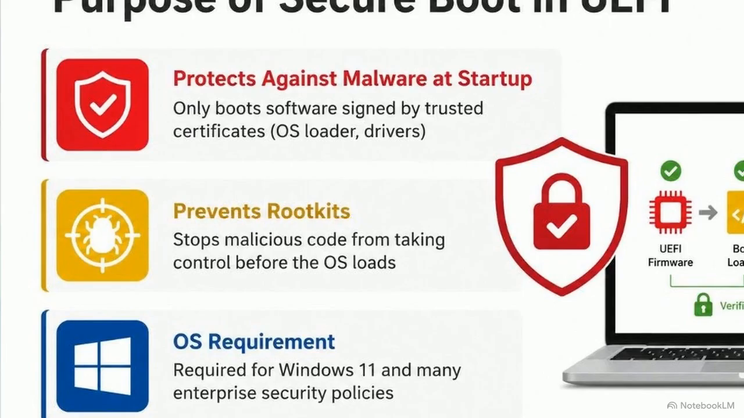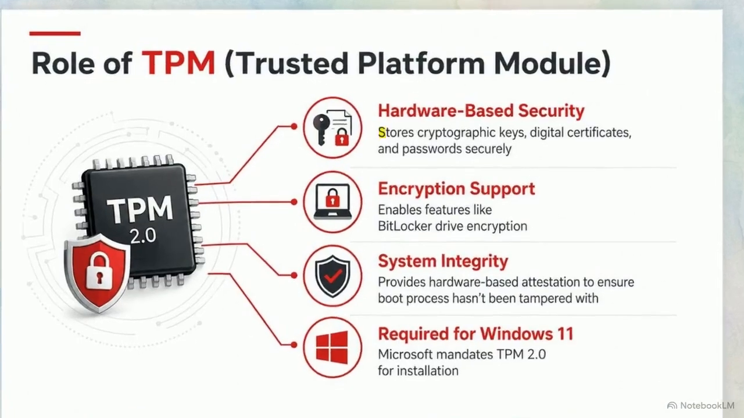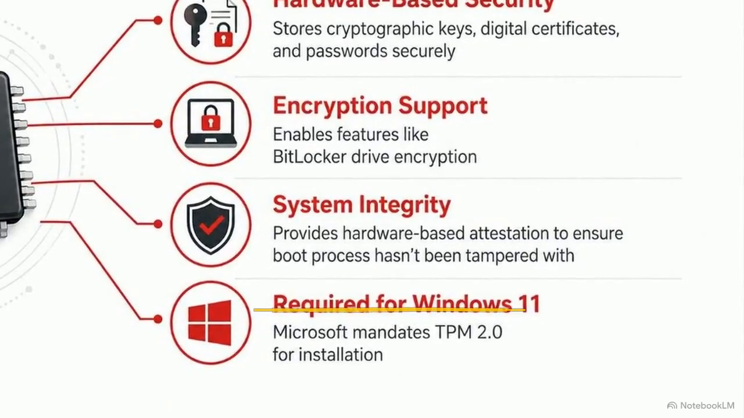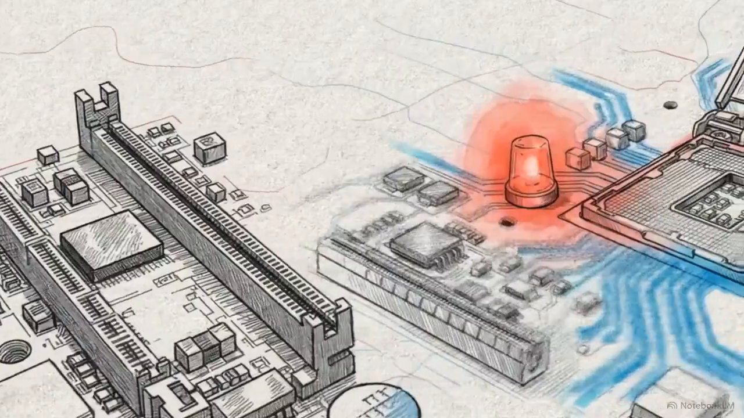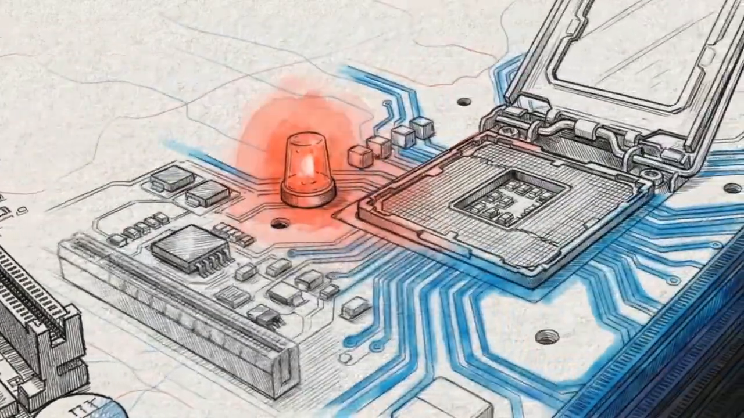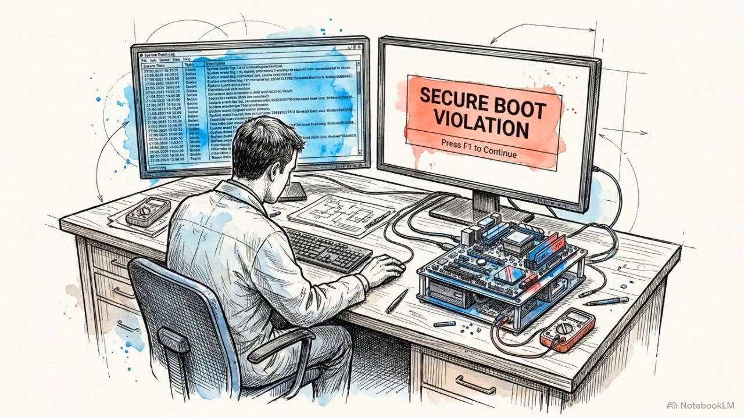This brings us to the physical hardware that manages these cryptographic keys, the Trusted Platform Module, detailed in this slide. The TPM acts as a secure vault. It provides hardware-based security by storing digital certificates, and it enables drive encryption features like BitLocker. As noted at the bottom, this hardware is a strict installation mandate for modern operating systems like Windows 11. Because modern PCs mandate authentication before booting, a security failure, like a TPM mismatch, will actively mimic a hardware failure. This trust chain serves as a critical troubleshooting node.